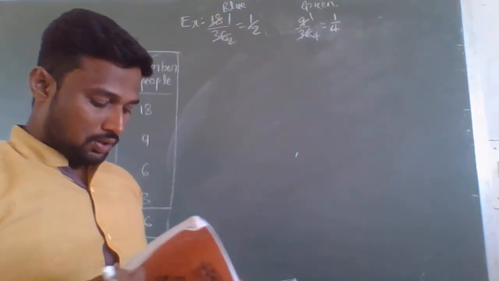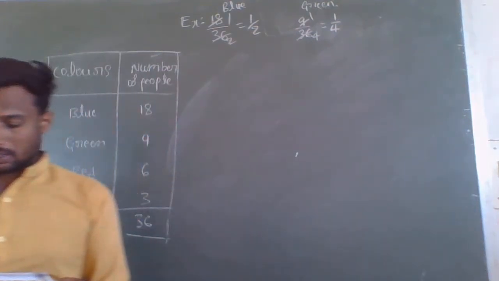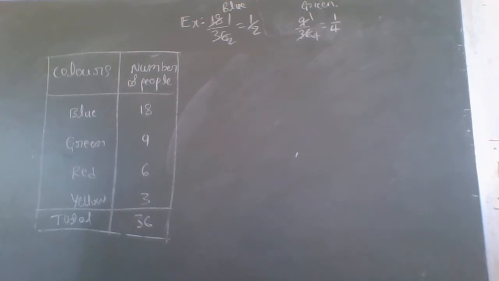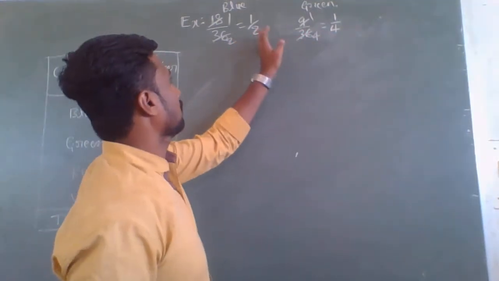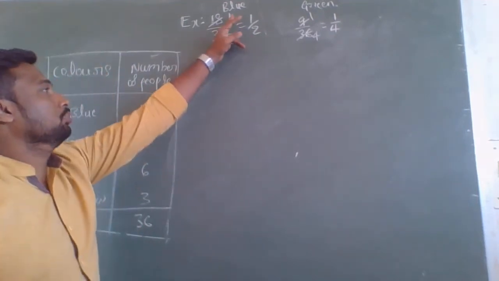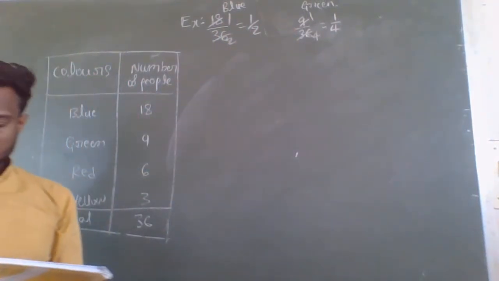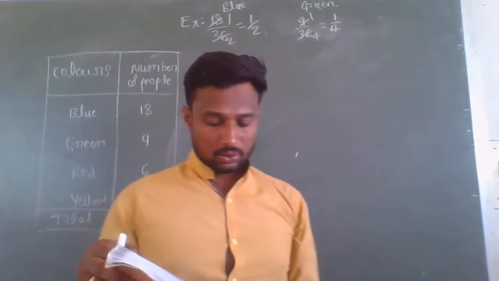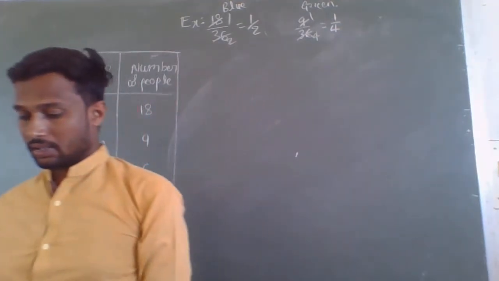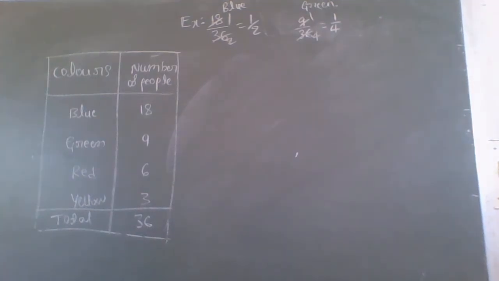So here you have to find the proportion of each sector. This is called the proportion of each sector. It is for blue and it is for green. They have given these two examples, and so on. Use this to find the corresponding angles. By using this, we have to find the corresponding angles in the pie chart.